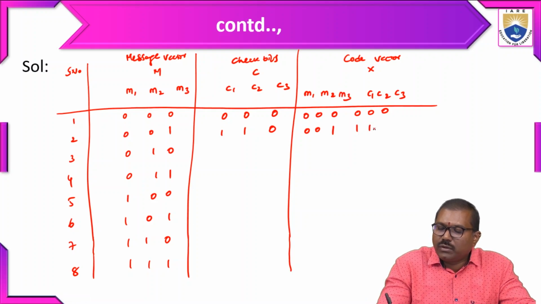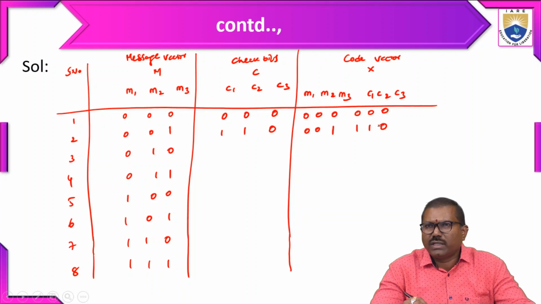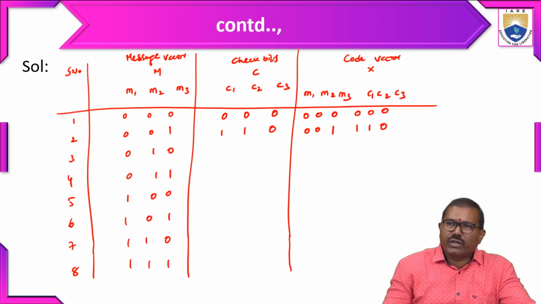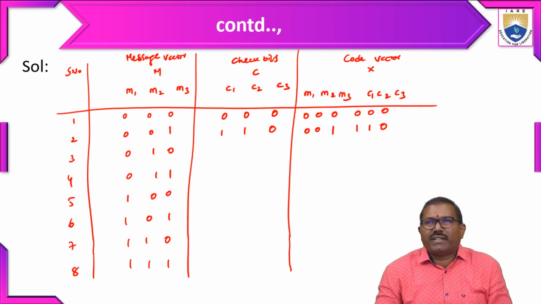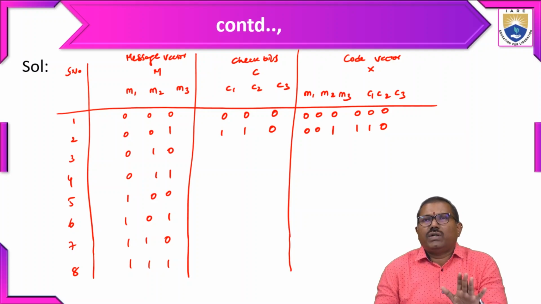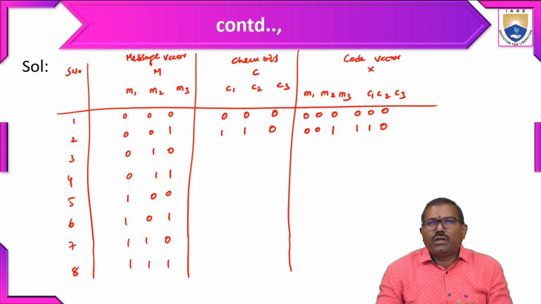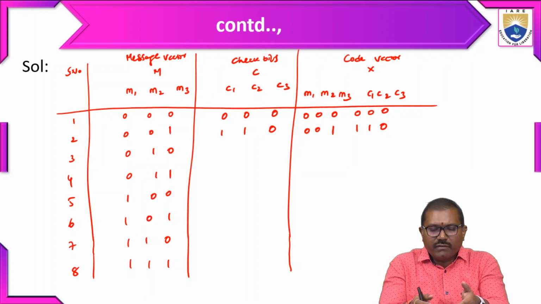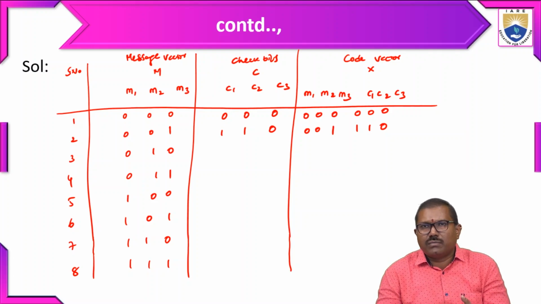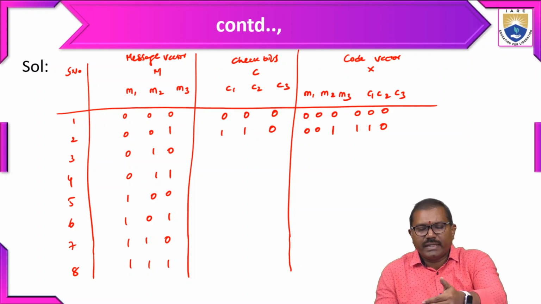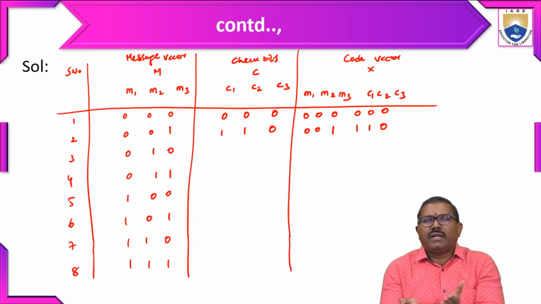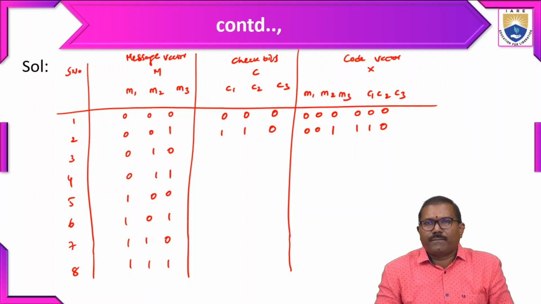So C1 is 1100. In this way you can generate all the 8 code vectors. What is C1? M2 XOR M3. What is C2? M1 XOR M3. What is C3? M1 XOR M2. So given all the 8 message vectors, these 8 message vectors are going to generate 8 sets of check bits, and you get the combination of the message and check bits to form the code vector.